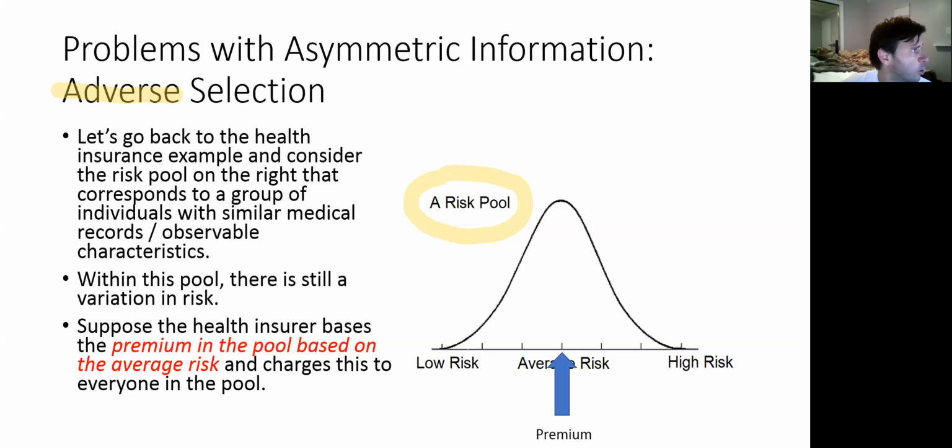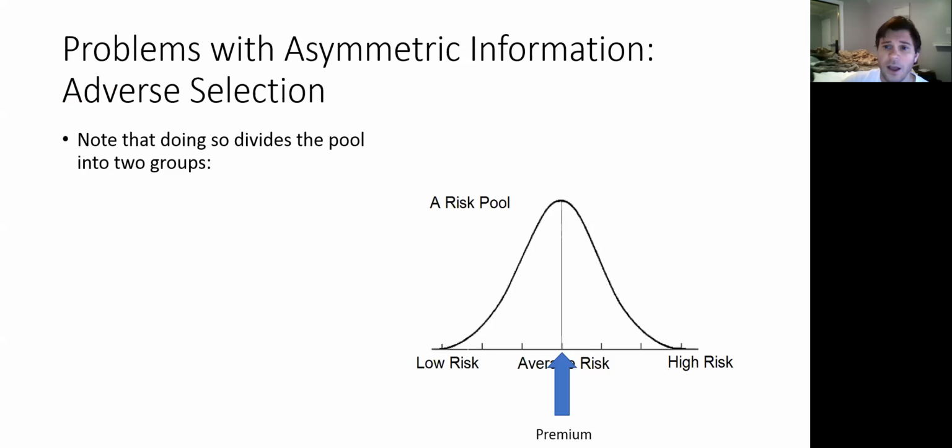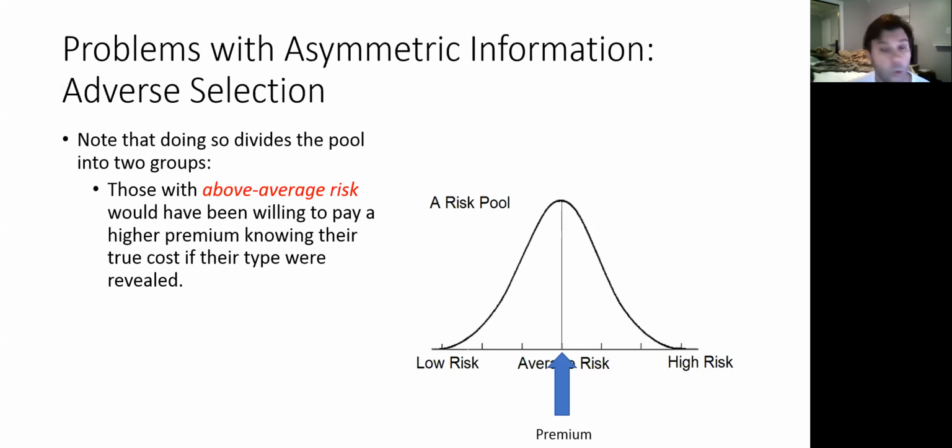Now, as I mentioned earlier, when the insurer does this, what they wind up doing is they effectively divide that risk pool into two groups. Okay, they're dividing that risk pool into two different groups. First, there is this group with above average risk that would have been paying a higher premium if their true risks were revealed. Okay, those are all the folks above the average, which means they're falling on the right side of this distribution.